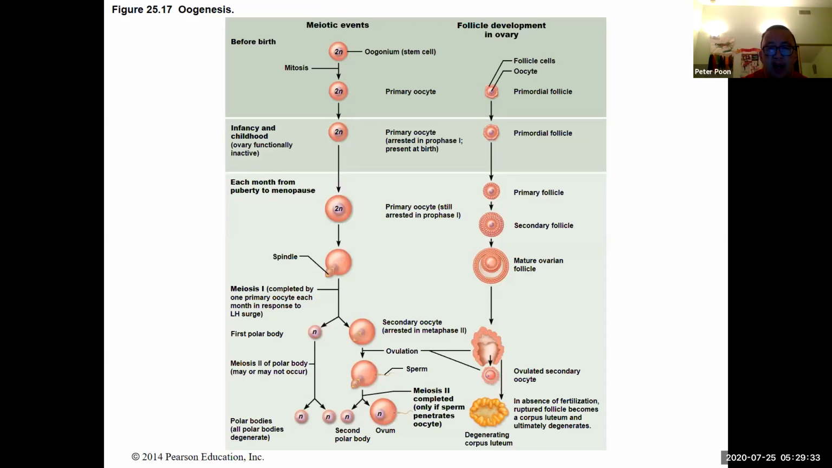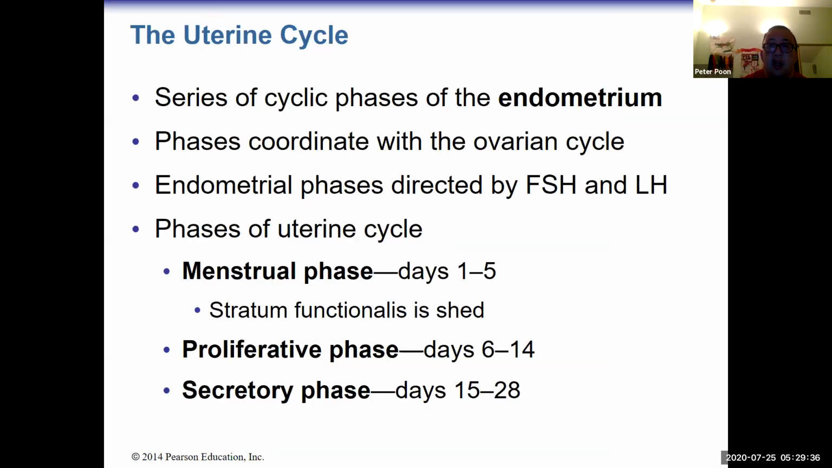I'm going to come back and cover oogenesis in a little bit, but I'm going to cover the uterine cycle first. So now we're looking at the uterus, and what's happening in the innermost layer of the uterus, the endometrium. The phases correlate with the ovarian cycle. The first phase of the uterine cycle is the menstrual phase, where the stratum functionalis is shed. The first day they're shedding is usually considered the first day of the cycle.